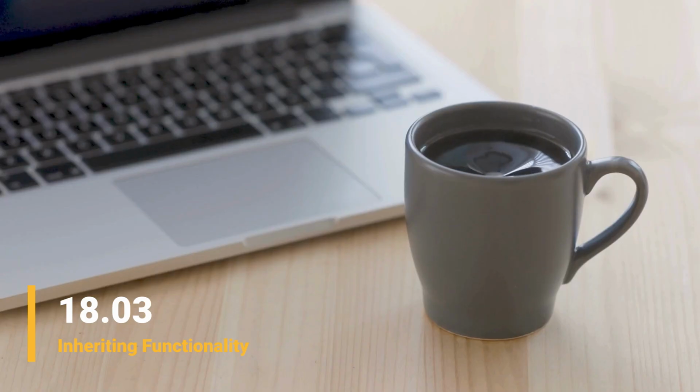Welcome back. So far, we've focused on inheriting methods. However, inheritance also extends to data. A child class inherits both instance variables and static fields from its parent class, allowing objects to share and reuse data definitions.